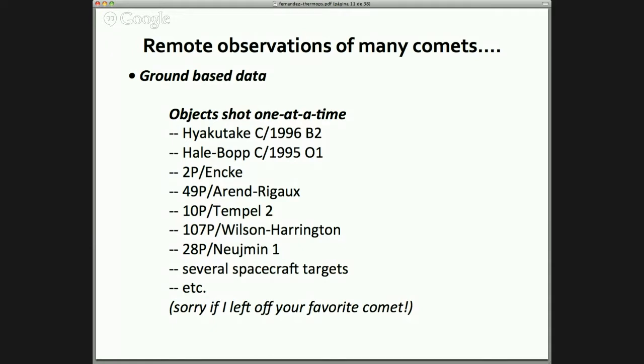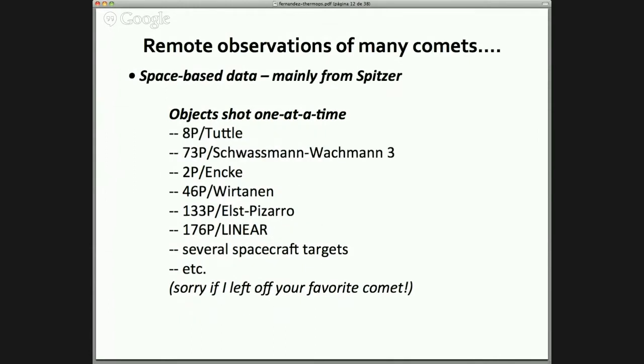And I've listed some of the ones here. I'm sorry if I've left off your favorite comet. I try to remember as many as possible, but so Hyakutake, Hale-Bopp, Encke, Arend-Rigaux, also some of the classic ones, right? These are the ones where the nucleus properties were done way back in the 80s: Arend-Rigaux, Tempel 2, Neujmin 1. So you can do this from the ground. With Spitzer, it became a lot easier to study nuclei because of the sensitivity. So a lot of us started getting space-based data with the Spitzer Space Telescope. And you could do shots again. You could do one at a time and slowly build up a database.